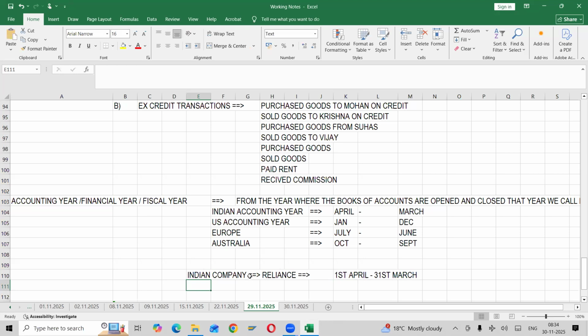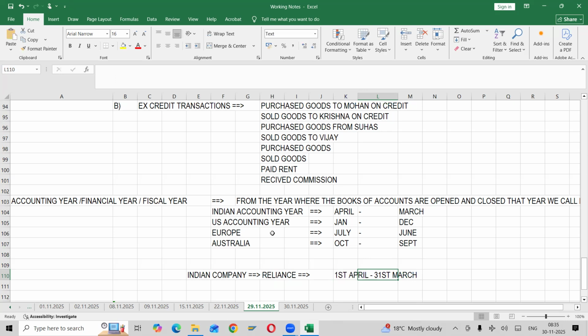1st April to, what do you mean by that? They will start every financial year on 1st April and close on 31st March. If you take any US company, for example Microsoft, they will open their books on 1st January and close on 31st December. Clear? For that particular year.